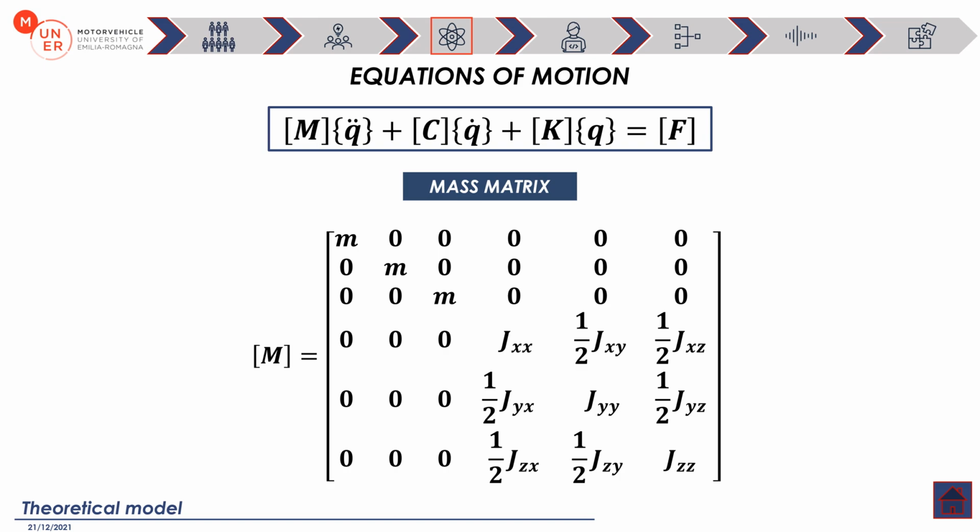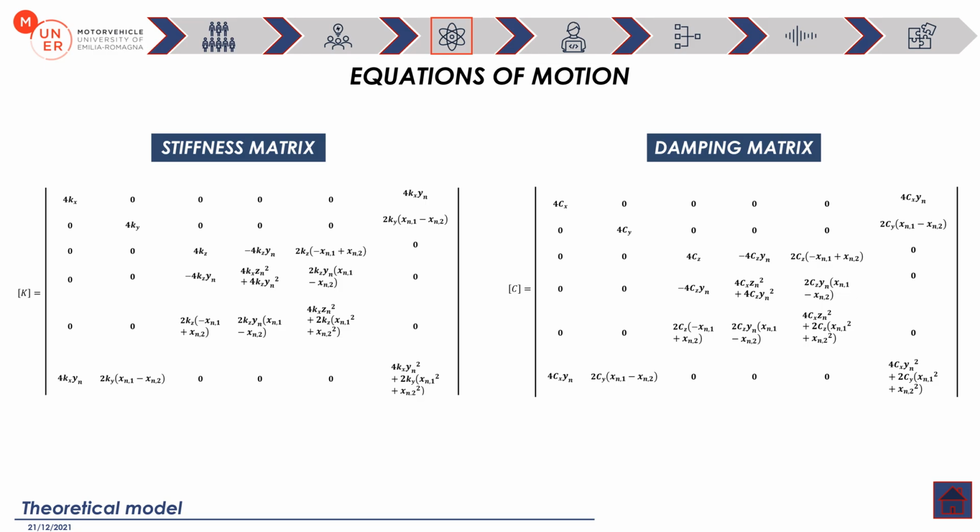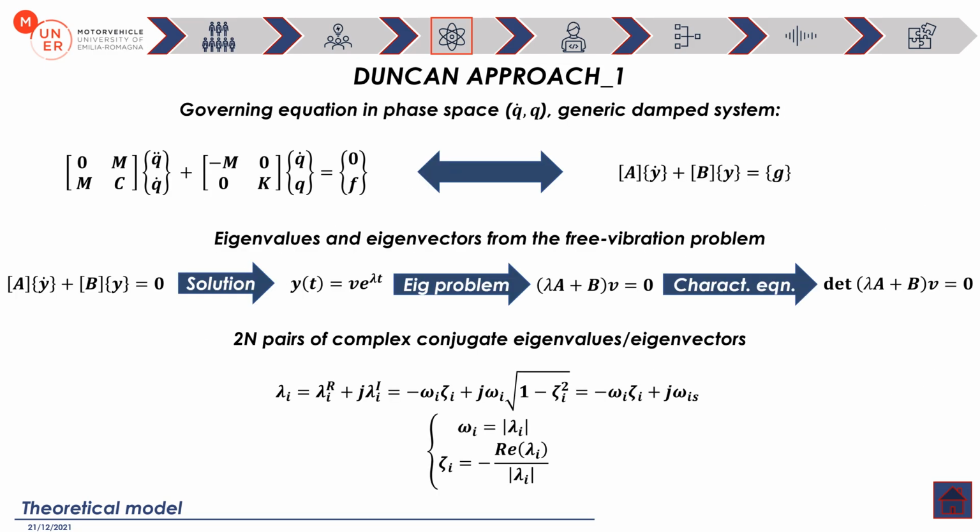Subsequently, we derived the equations of motion, which can be written in matrix form. The three matrices, namely mass, stiffness, and damping, are shown in these slides. To solve the vibrational problem and find natural frequencies and modal shapes, we decided to use the Duncan approach, which provides the solution for a generic damped system and works in the phase space.